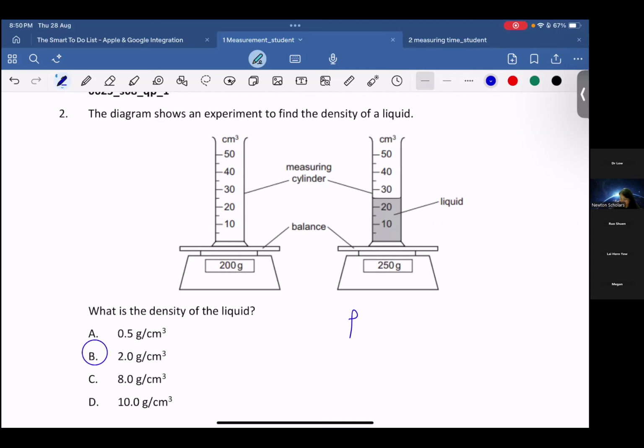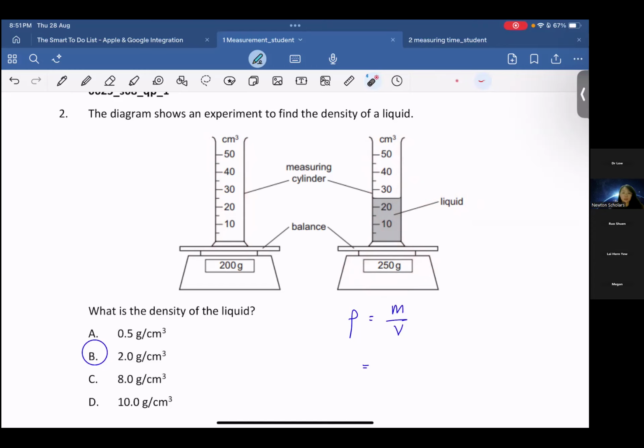How do you do the calculation? Density equals mass divided by volume. So for the mass, you look at this. Why do they need to measure the mass of the empty measuring cylinder? This is because when you pour the water in and measure the mass, this 250 gram is not only the mass of the liquid, it still includes the measuring cylinder. So before we do this, we have to measure the empty one. If you think, oh teacher, I forgot, I already poured the water in, so I measured 250 first, then after that I pour out the water.